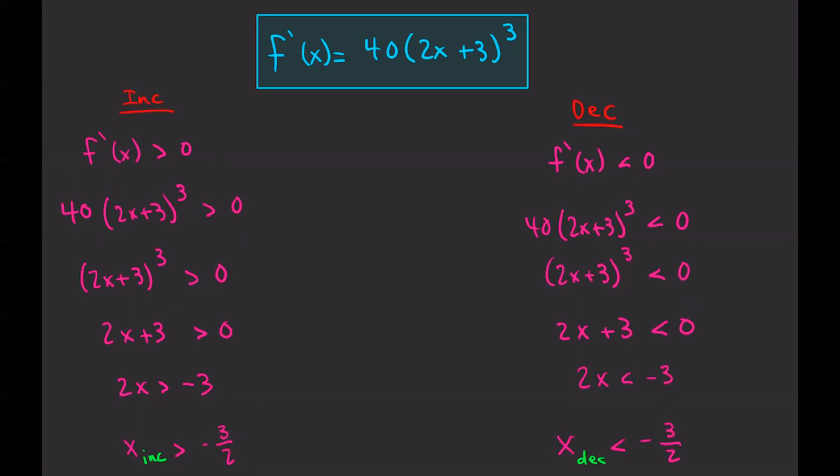So we've got these regions here. What I could add in, and I'll just squeeze this in here, is that we could say interval notation, -3/2 to infinity, and then here we could say -∞ to -3/2.